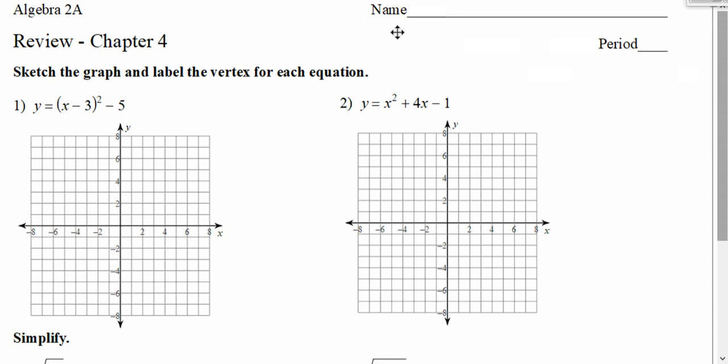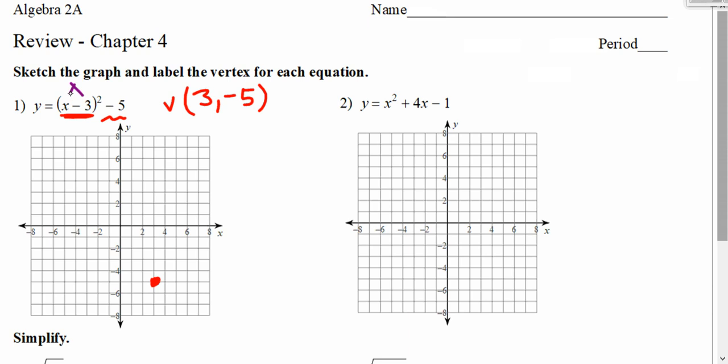Okay, problem number 1 says sketch the graph and label the vertex. So the first thing we're going to do is find the vertex, and we can see the vertex. You look for the 0, and then you look for this number. The vertex is at positive 3, comma, negative 5. So the easiest thing you can do is graph that vertex down there.